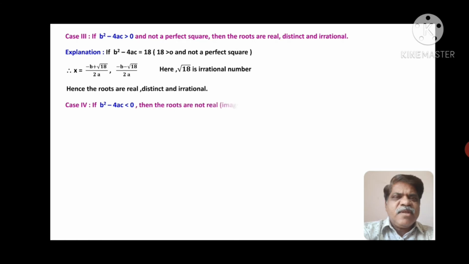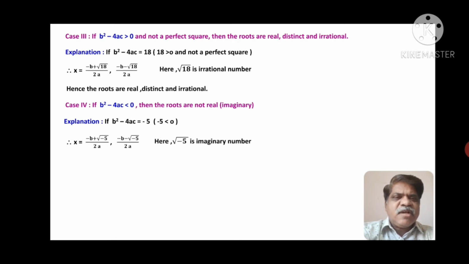Case number 4. If b square minus 4ac is less than 0, then the roots are not real. That is, those are imaginary. Suppose b square minus 4ac is equal to minus 5. Minus 5 is less than 0. Therefore, x is equal to minus b plus under root of minus 5 upon 2a, minus b minus root of minus 5 upon 2a. Friends, here root of minus 5 is an imaginary number. Hence, the roots are not real, that is imaginary.